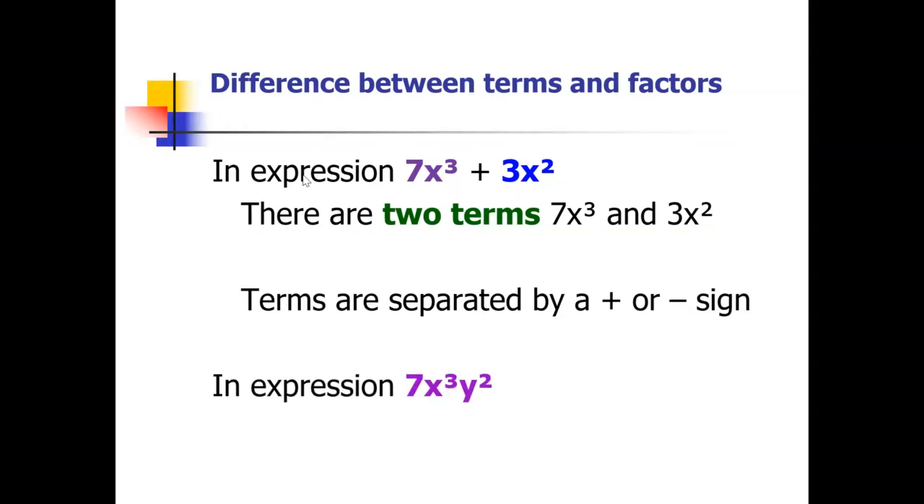Now we have another expression, 7x cubed y squared. This is considered one term. x cubed, y squared, and 7 are all considered factors. We do not see any plus or minus sign in between. This is a one-term expression.